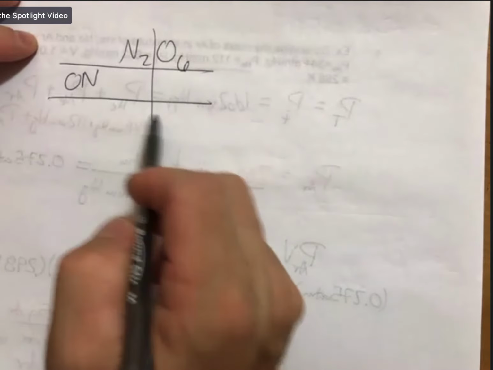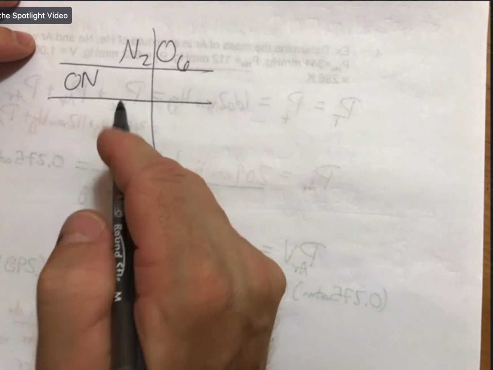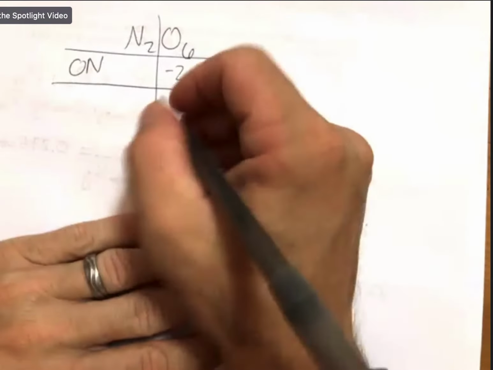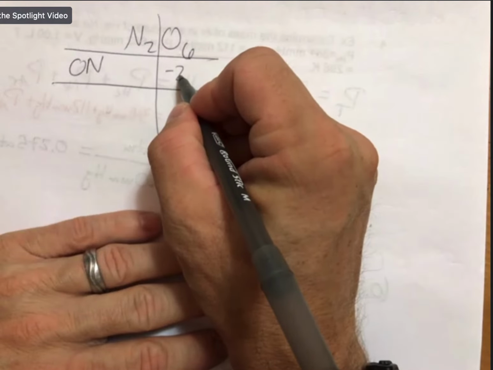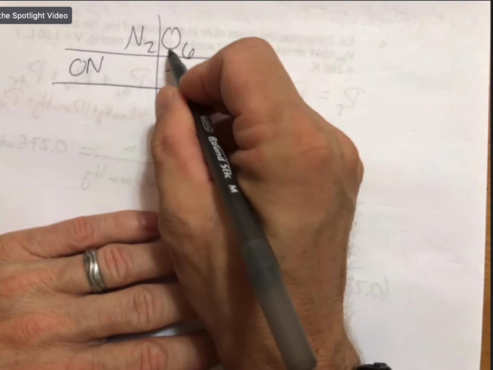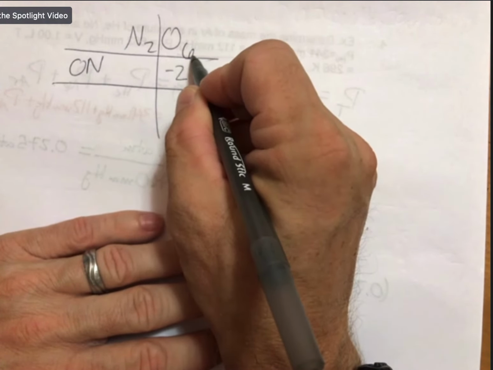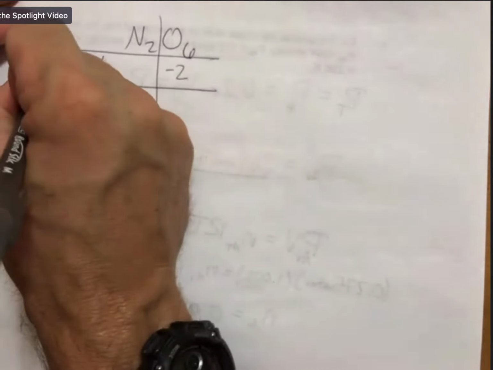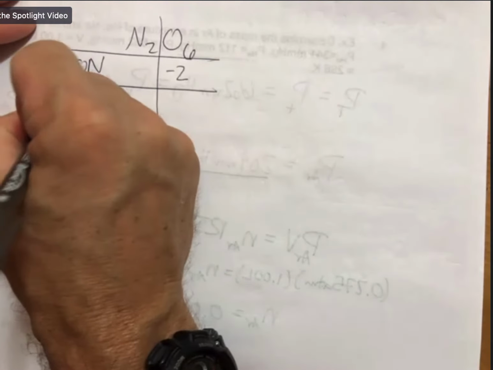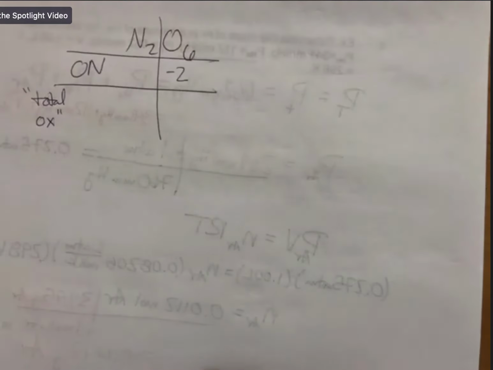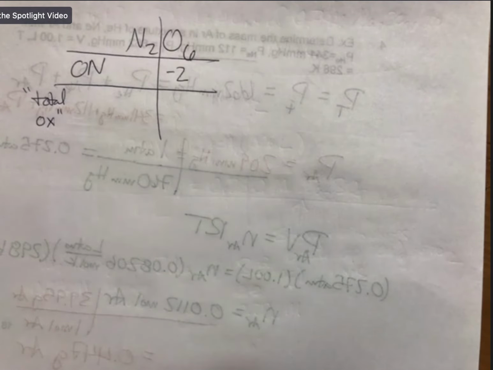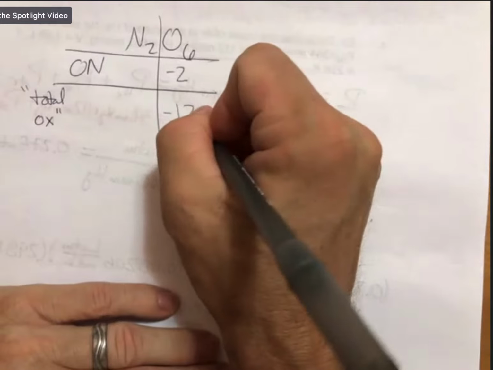Draw some lines and use the fact that oxygen in compounds is always -2. From there, since the oxidation number of each oxygen is -2, and there are 6 of them, something that I like to call, and this is totally made up by me, total ox, or total oxidation, is -12 for this.